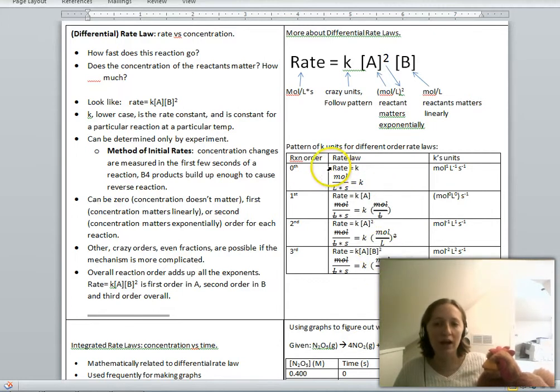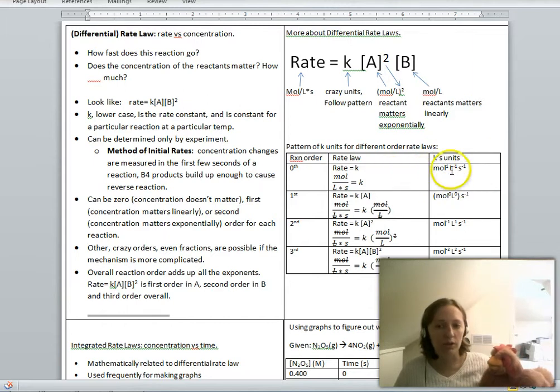So when you have a zeroth order reaction, where the rate equals K times nothing at all, because none of the reactants change the rate, you've got the units here that cancel out, where moles per liter per second equals K. So the units for K are moles per liter per second, which is moles on top, liters on bottom, seconds on bottom. Phew! That's easy.